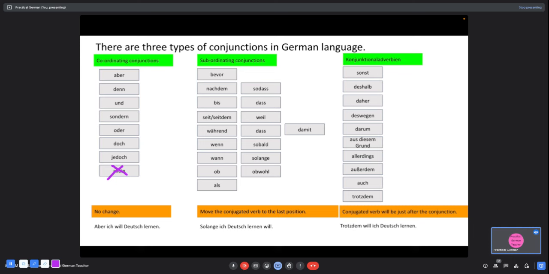"Auch" should not be here. I believe it's a mistake, so let me just cross it out. But I mean, what "auch" means, I believe I don't have to go. No, you know what auch means.